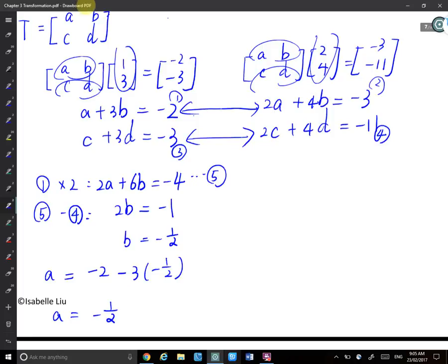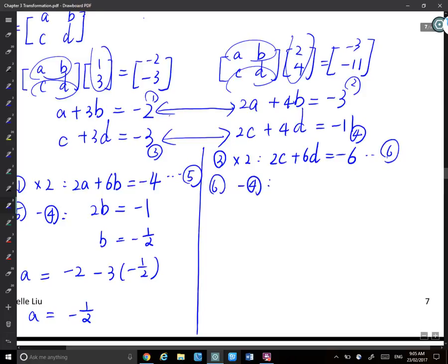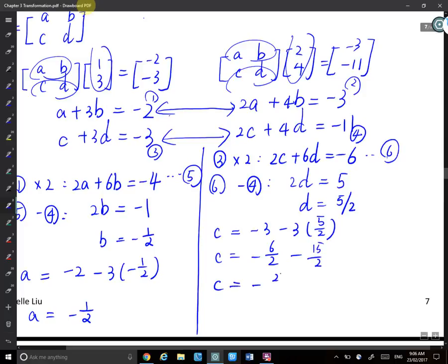Okay, so I have the A value and B value here. The next thing I want to know is the C value and D value. So equation number 3 times 2 will be 2C plus 6D gives you negative 6. Number 6. Number 6 subtract number 4: 6D minus 4D is 2D, and minus 6 minus negative 11 is plus 11, so that gives you 5. D will be 5 over 2. So C will equal minus 3, subtract 3 times 5 over 2. C will be minus 6 over 2, subtract 15 over 2. C will be minus 21 over 2.